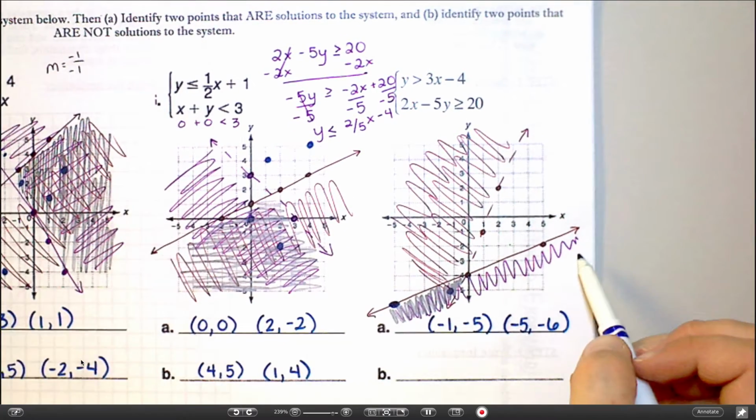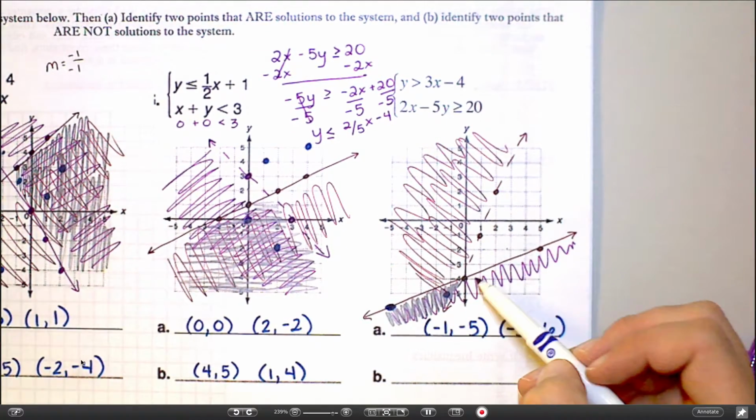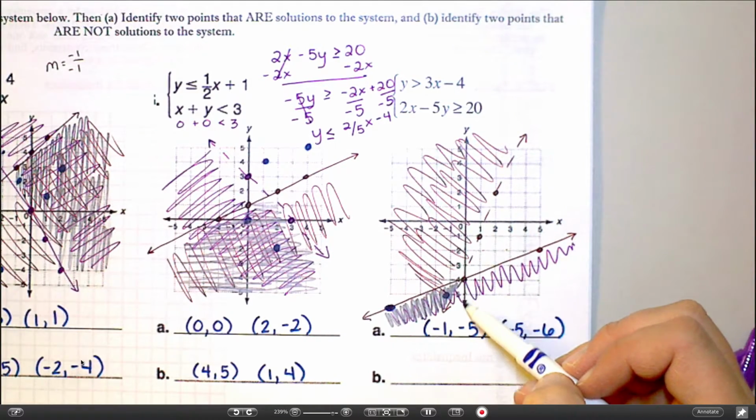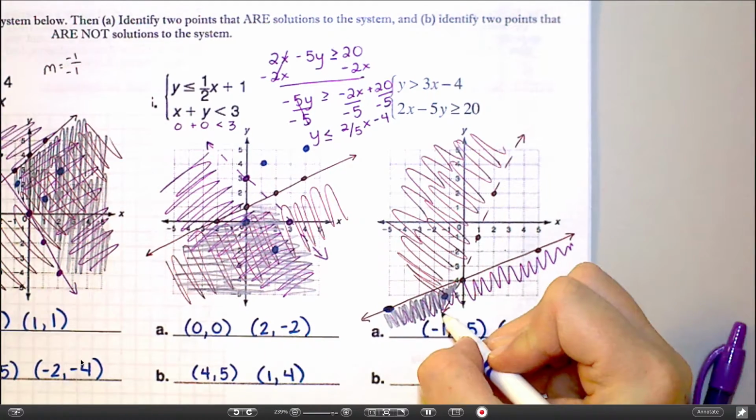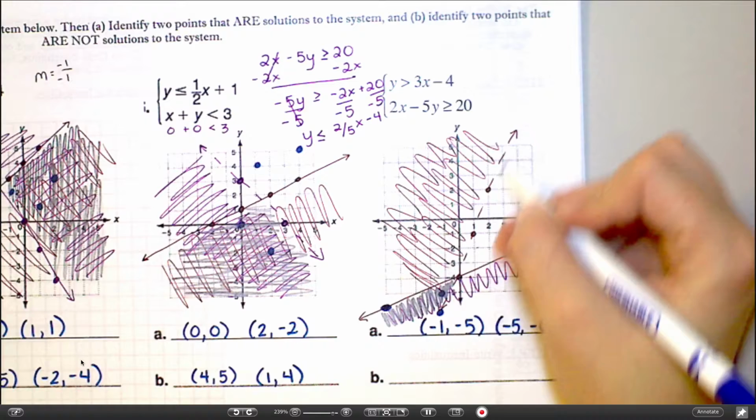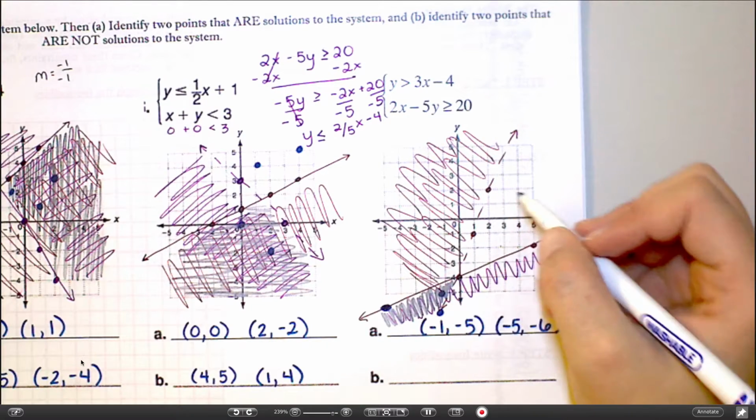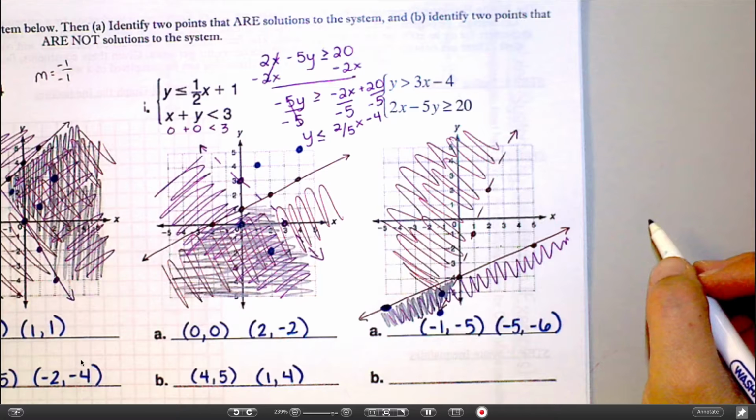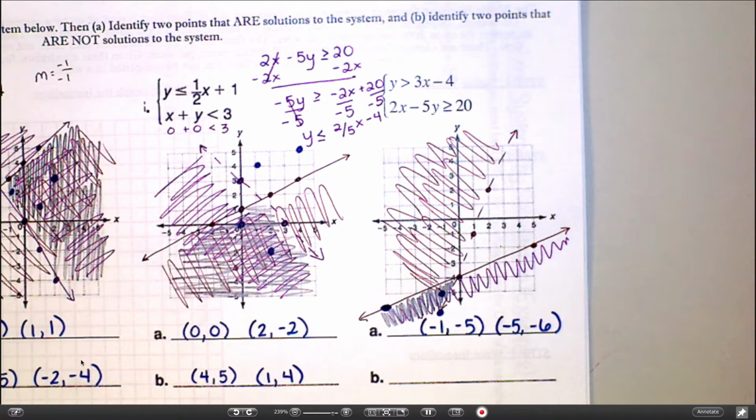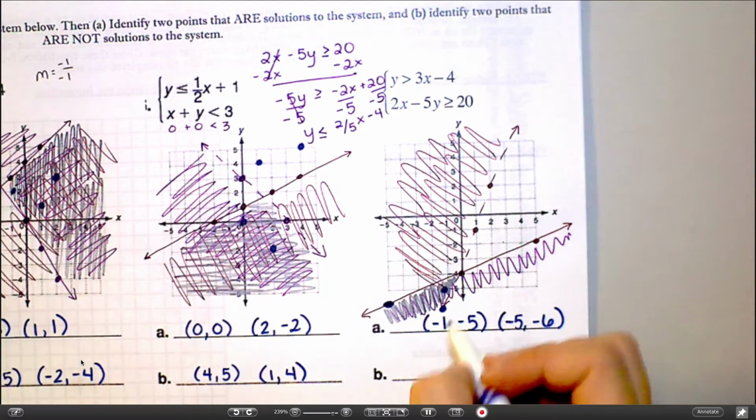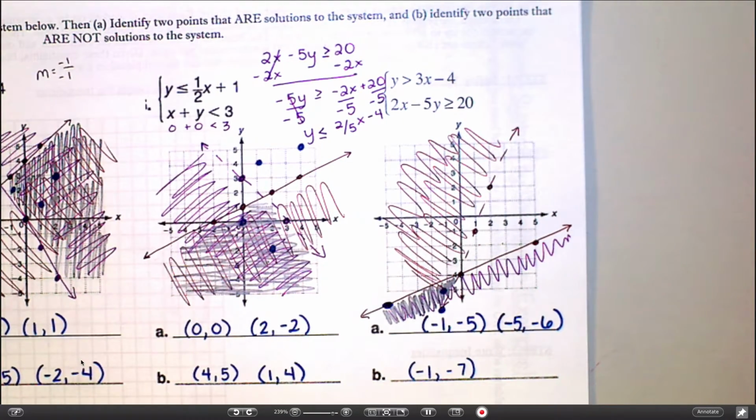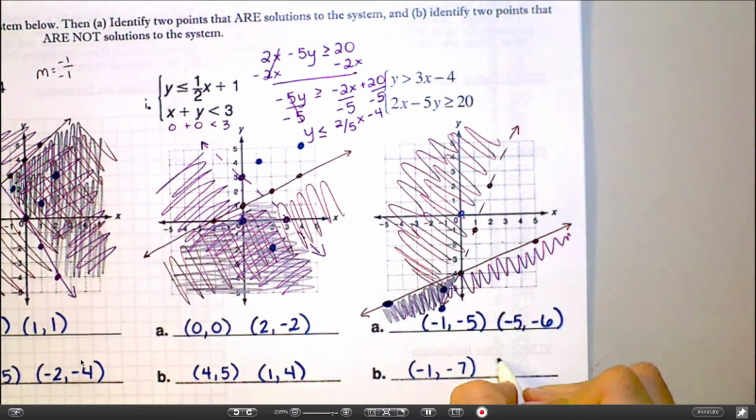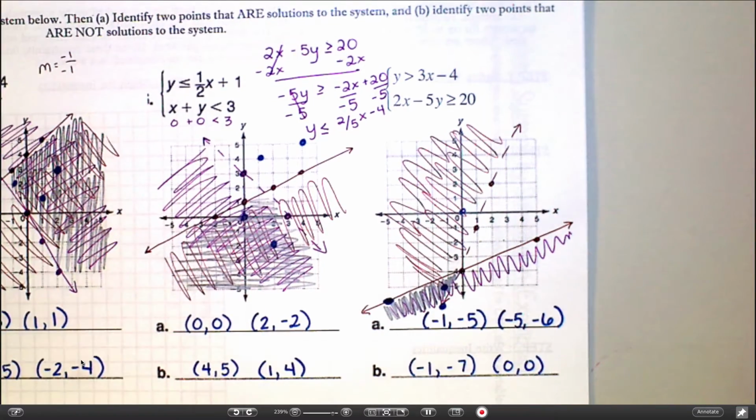But is the point, oh, let's see. What would my next one be? -1, -7 would be the next point on this line. Would this line be considered the solution? Why not? I see lots of head shaking. It's a dotted line, right? So that dotted line, those points are not included as part of your solution. Okay? So what did I just say? -1, -7 would not be part of the solution. Or you could pick any, like 0, 0, not part of the solution. Okay? Does that make sense?